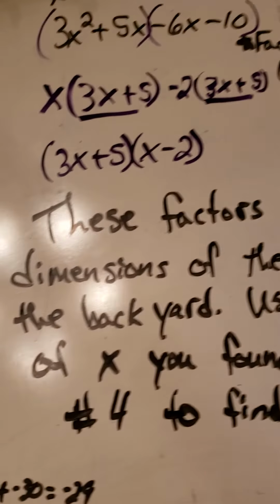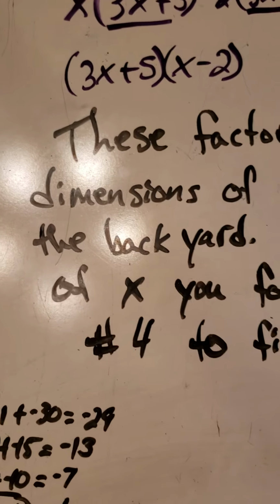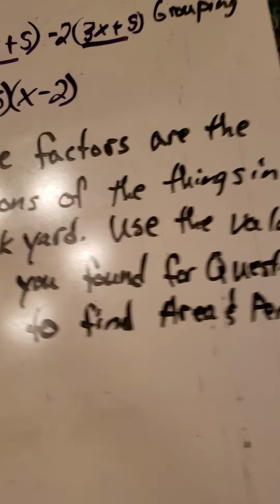And then you're going to use the value that you found for x from question number 4 to find your area and perimeter.